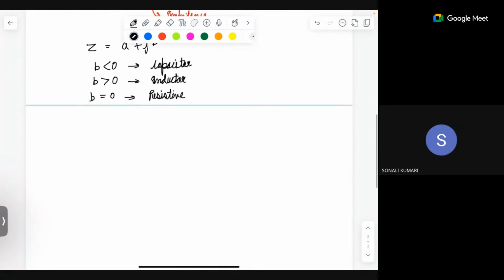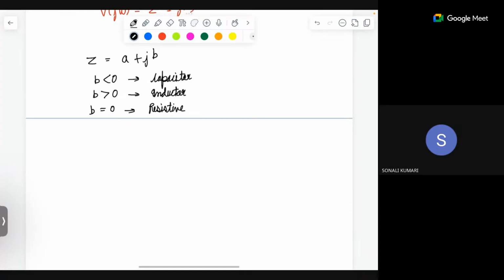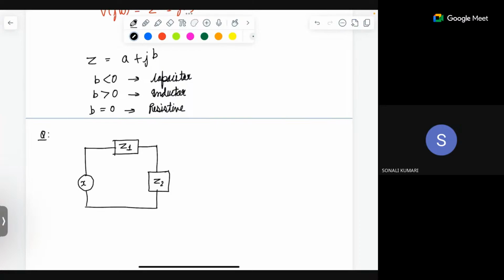Now let us solve one example. I will not solve it completely because it is just the same as what was there in the lecture. So let us quickly see. This impedance is Z1. This is a voltage source, with voltage in the time domain X(t). Then we have another impedance Z2, another here Z3, and finally Z4.